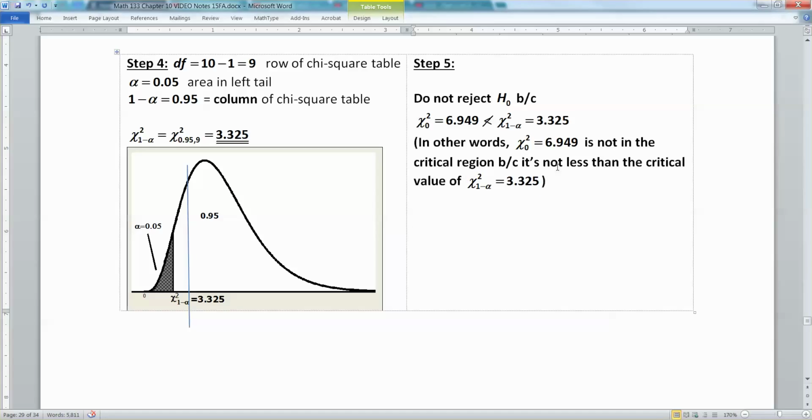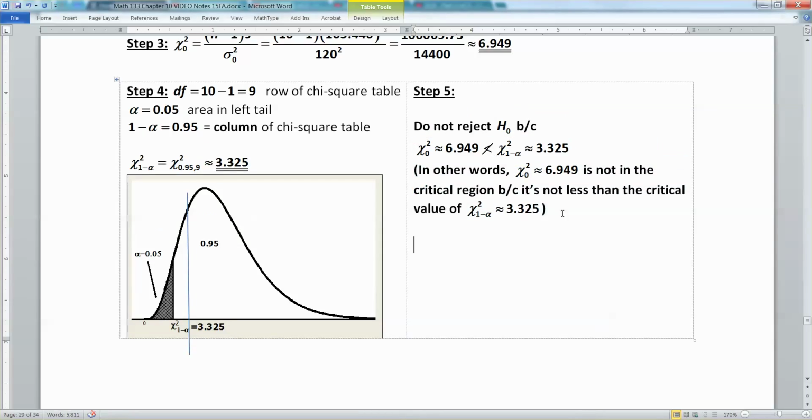In other words, chi0 squared equals 6.949 is not in the critical region because it's not less than the critical value of chi-squared, which is approximately 3.325. Now, if you want to write all that out, you can, but that's what this says. This is mathematical notation for what this is saying. And it just occurred to me, I should be clearer, all of these are approximations because everything we're finding is a rounded decimal. So it's not a big deal if you just write equals, but just keep in mind it actually is approximate because even the table is rounded values. There's more decimal places. The table only shows us a few decimal places.